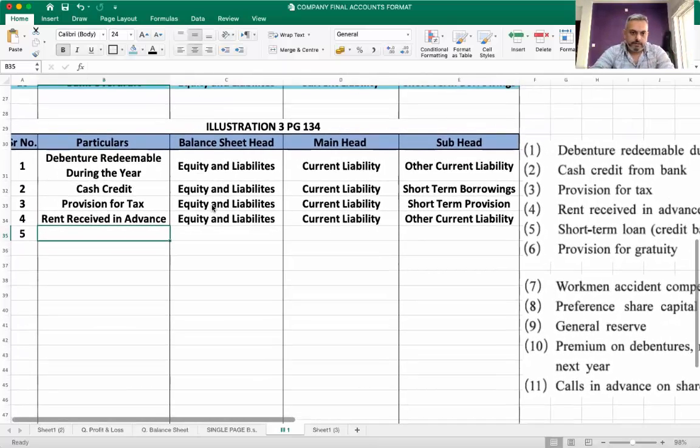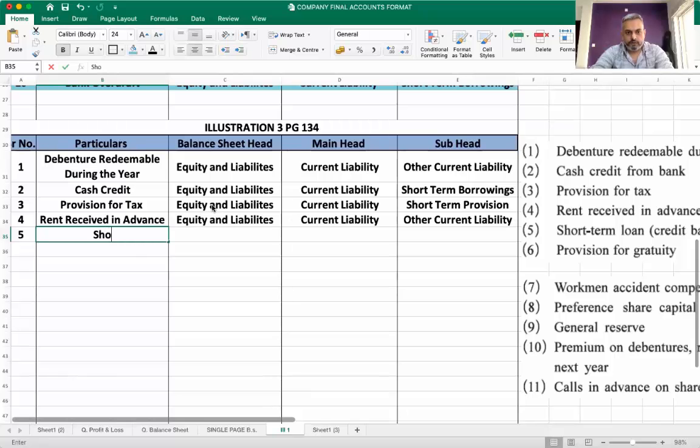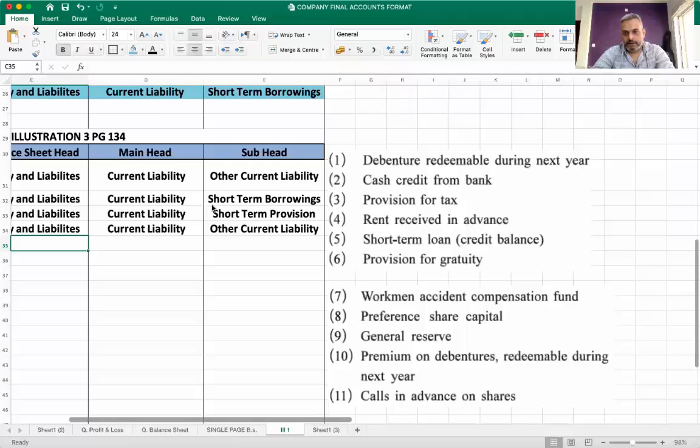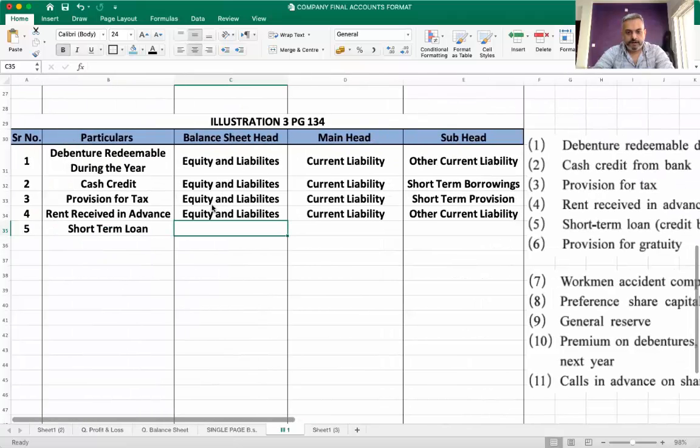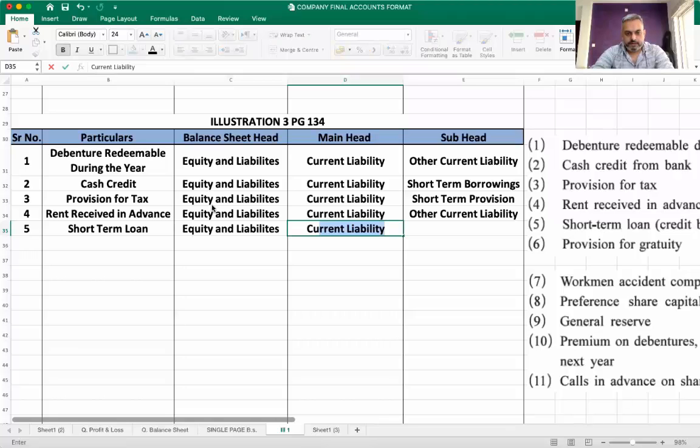Okay. So fifth one, short-term loan. Here it is given credit balance, so it's our liability. So equity and liabilities, current liability, short-term borrowings.